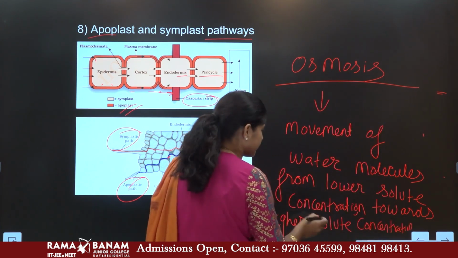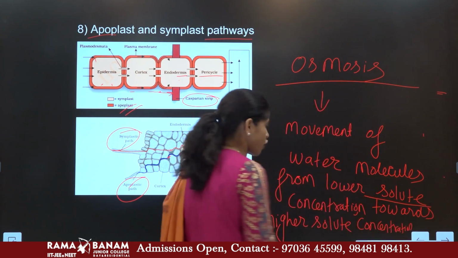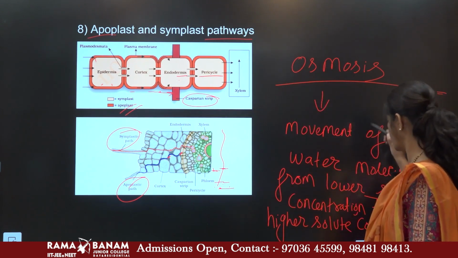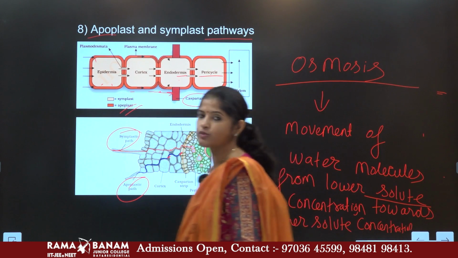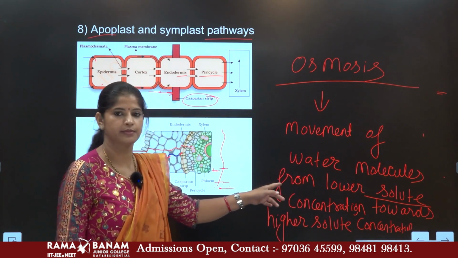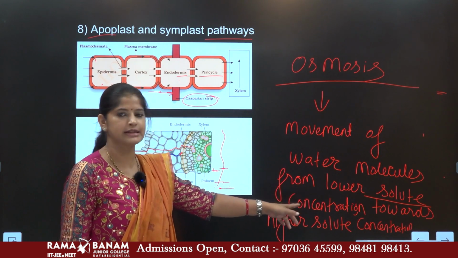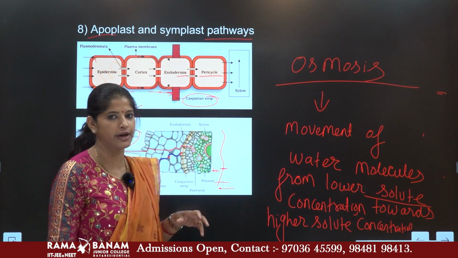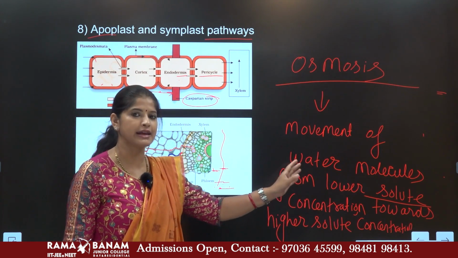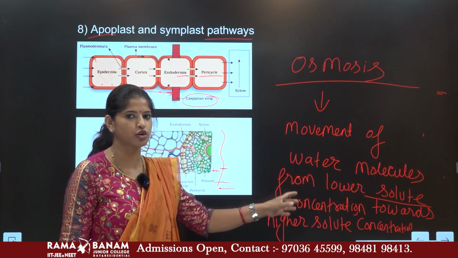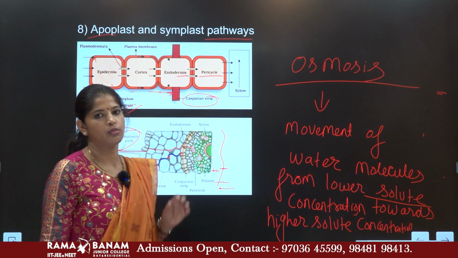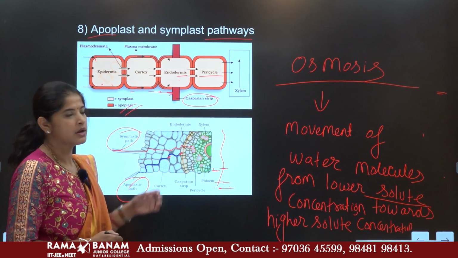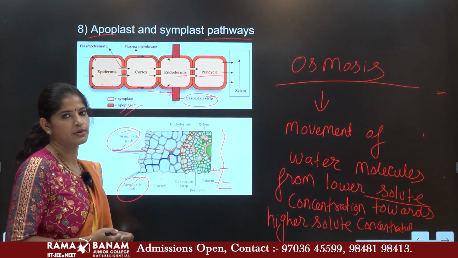You should be totally aware that I am writing the solute, not the solvent. We must be aware of both, solute and solvent. So osmosis is the movement of water molecules from the lower solute concentration towards the higher solute concentration. And in respect of the solvent, it is the movement of water molecules from higher solvent molecule concentration towards lower solvent molecule concentration. So this is about osmosis, which is under apoplast and symplast. Okay students, thank you.